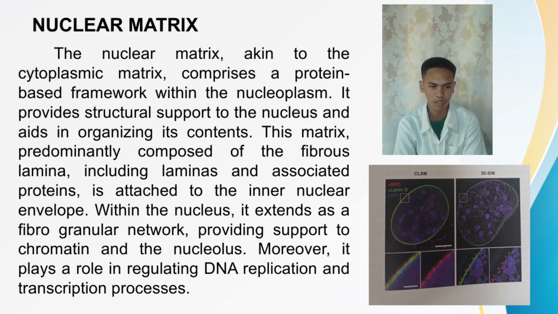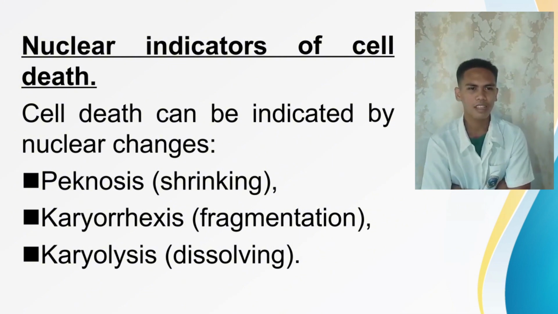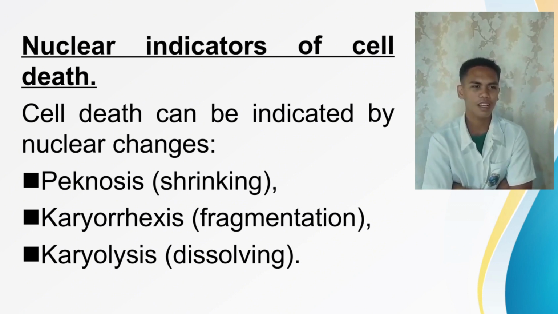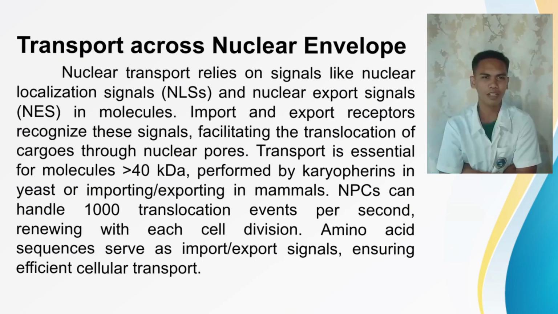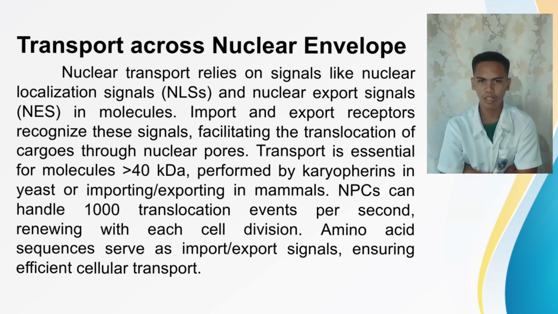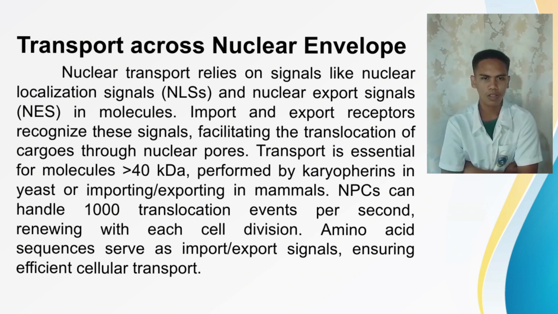Nuclear changes can indicate cell death: pyknosis, splitting, karyorrhexis, fragmentation, and karyolysis, dissolving. Nuclear transport occurs through signals like nuclear localization signals, NLS. Receptors recognize these signals and carry cargos through nuclear pores.